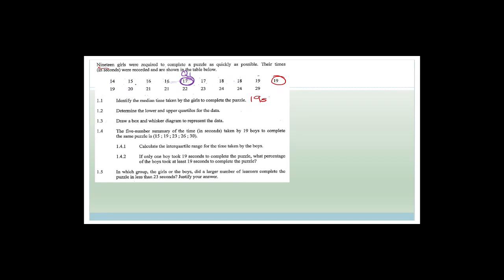Okay, similarly, to get the upper quartile, we're going to do the same thing. 1, 2, 3, 4, 5. 1, 2, 3, 4. Okay, so the lower quartile, Q1, is 17 and Q3 is 22. That's a 22, just a second, 22. Right. Now it says draw a box and whisker diagram to represent the data.